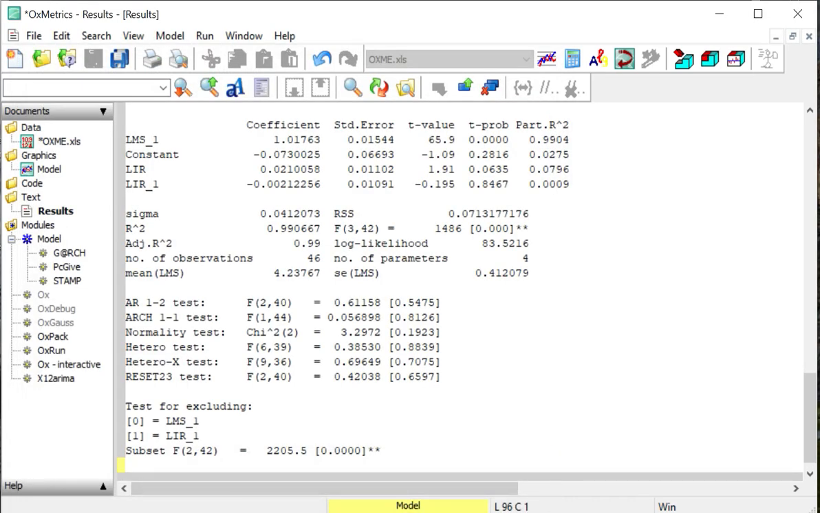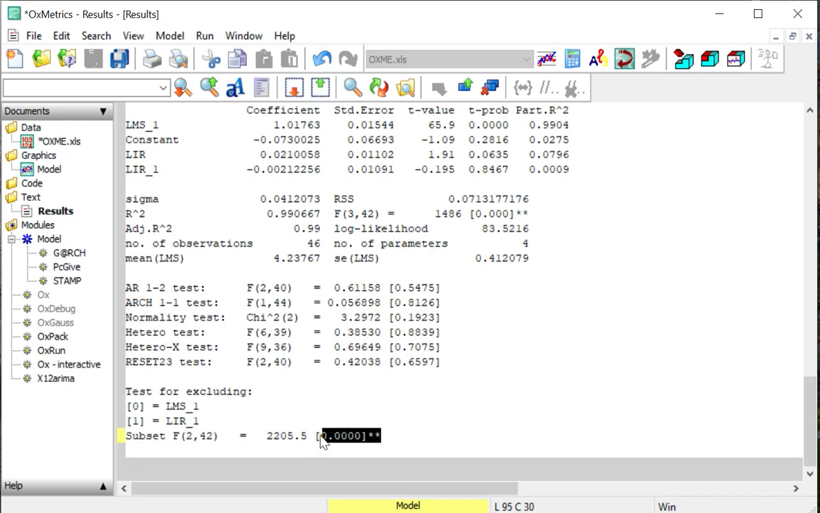Now if you see, the probability value is less than 0.05, so we reject H0. When we reject H0, it means the restrictions are invalid. It means our model is dynamic in nature, not static. So our model is dynamic in this way.